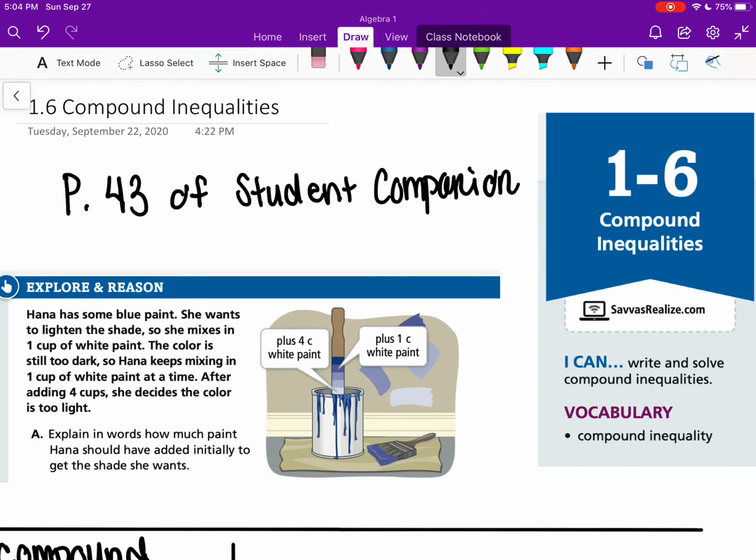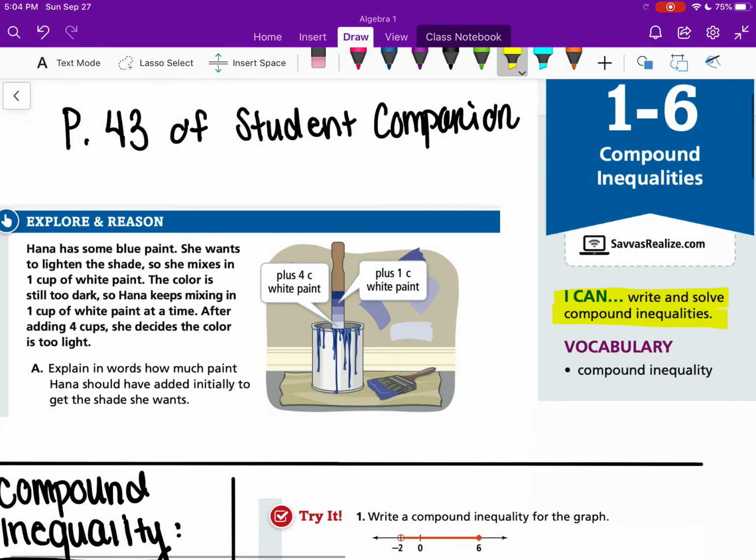Alright, you guys, this is section 1.6, Compound Inequalities, and we are on page 43 of our student companion. I want you to first, in that space underneath the name, write your I can statement, which is just write and solve compound inequalities.